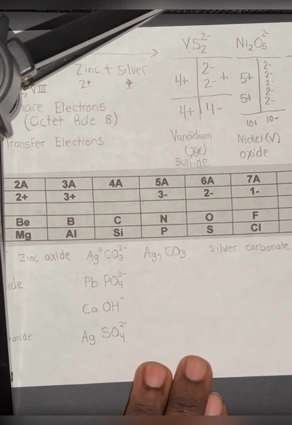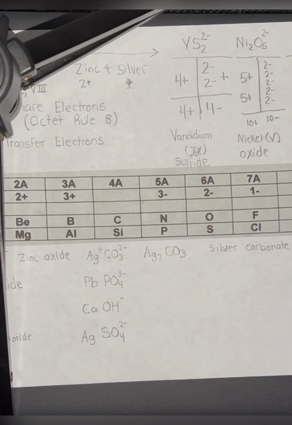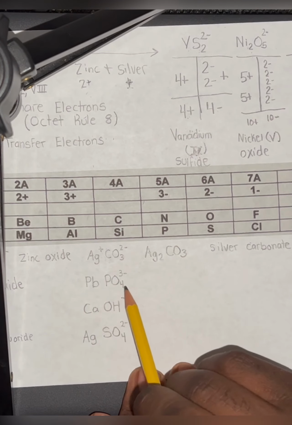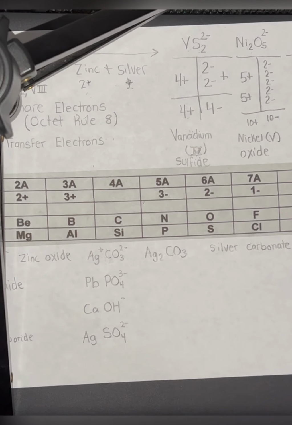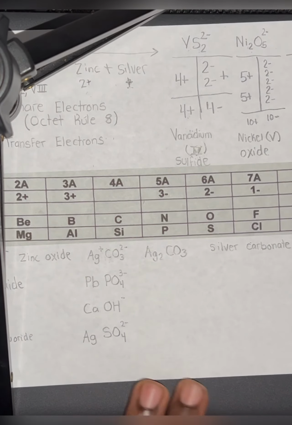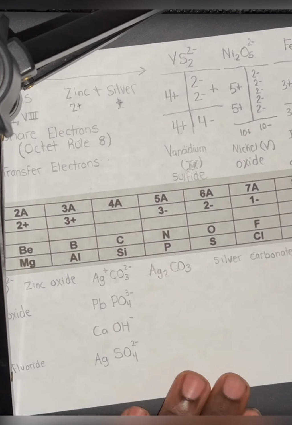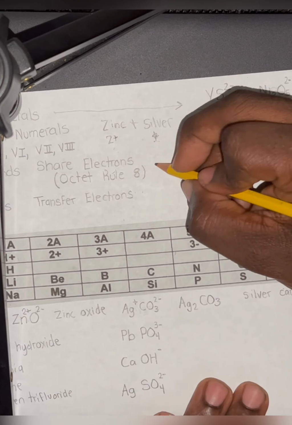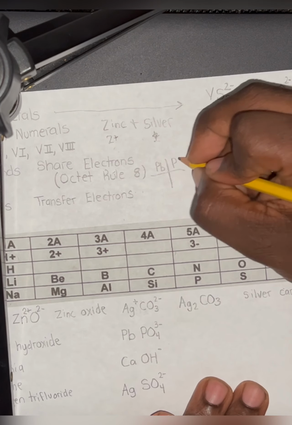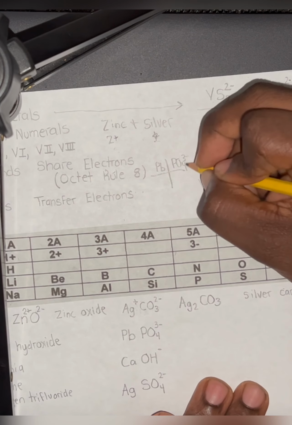Now, let's do this one. Pb is lead. Pb and then PO4 3 minus. PO4 3 minus is phosphate. So I have lead and I have phosphate. So I would do the same thing with my chart. I'll come up here, Pb on one side, PO4 on the other side, and it's a 3 minus charge.